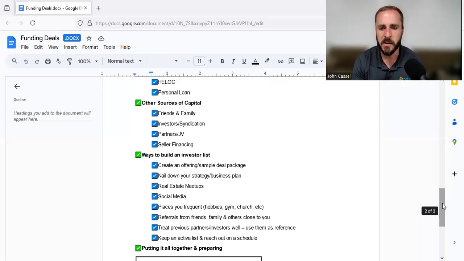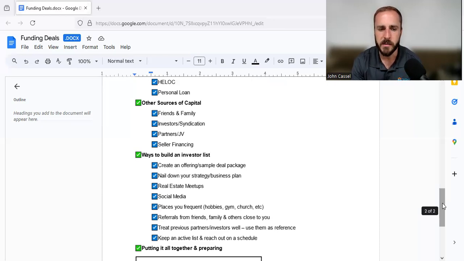And then once you get your investor list, there's a couple things you want to do. You want to keep the list active and reach out to these people on a schedule. However you want to plan that out, but make sure you're touching base. Hey, are you still looking to invest? Just following up. This is where we're at with potential deals in the pipeline. And then when you do get some deals, you want to treat partners and investors well.